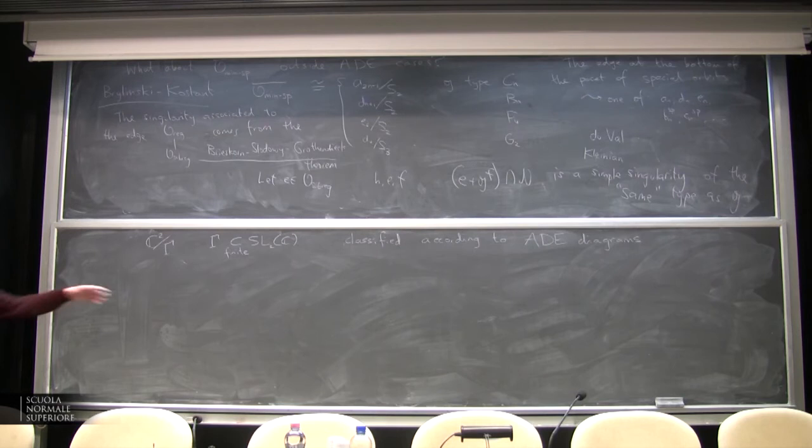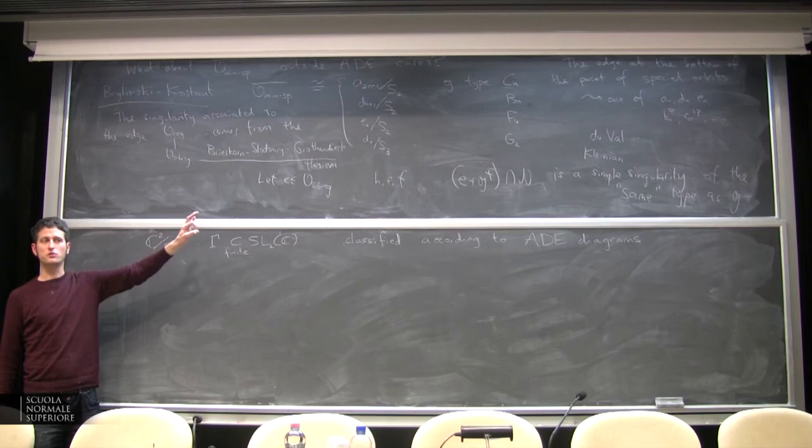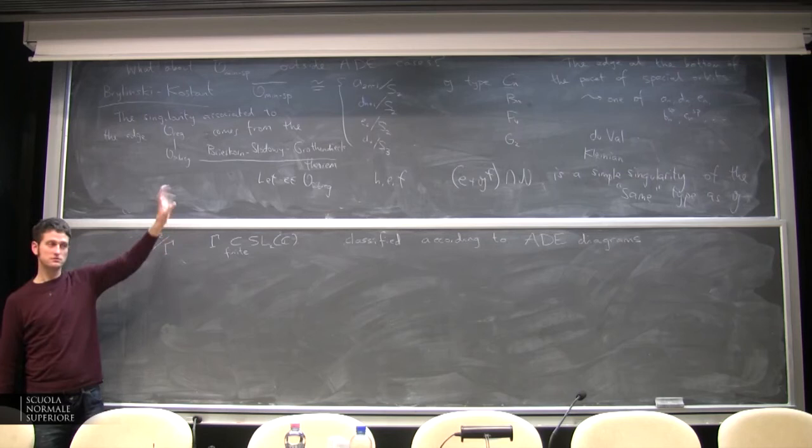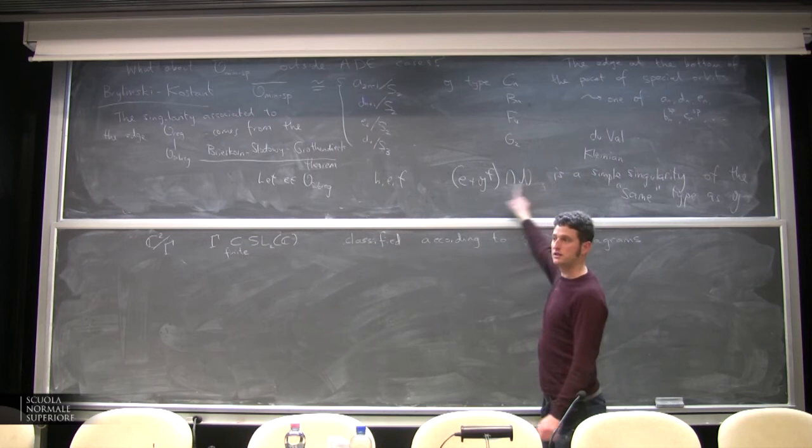And what Slodowy did is he said, well, if you go outside of the simply laced cases and you look at the subregular nilpotent orbit, then the component group of an element of that orbit is non-trivial. So that's not true in the simply laced cases. And the component group of the subregular element in the non-simply laced cases is going to act on this slice, this intersection.